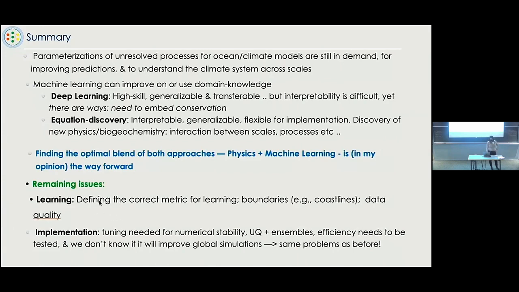But there are still plenty of issues, right? We talked about different metrics, boundaries, which I haven't talked about, and data quality. That goes back to using models as truth. They're still models, so this remains a problem. And implementation, I think Alistair is going to talk a lot about implementation later today. Hopefully this gives us a few things to talk about over the next few weeks, things that are possible, but also some of the big challenges that we're facing.